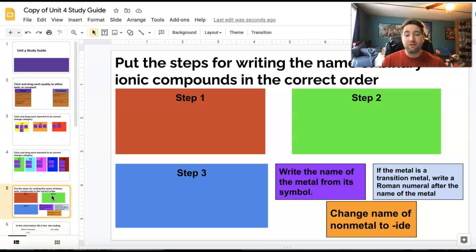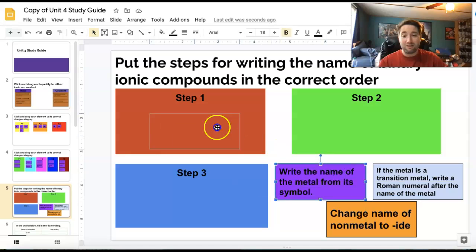Alright, next one, it says put the steps for writing the correct name of binary ionic compounds in the correct order. Alright, so binary ionic compounds have one metal and one nonmetal in them, and the nonmetal is going to end in IDE. All right, so the first step for that, and we're writing the name of it from its chemical formula. All right, so we've got this first one here, write the name of the metal from its symbol. If the metal is a transition metal, write a Roman numeral, change the name of the nonmetal to IDE.